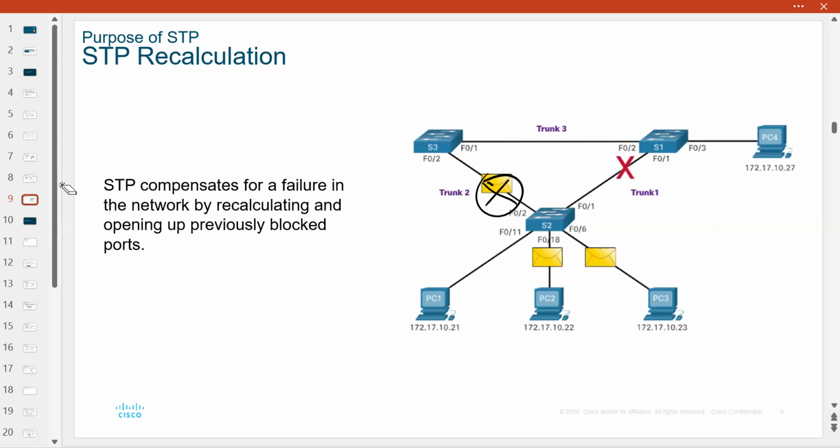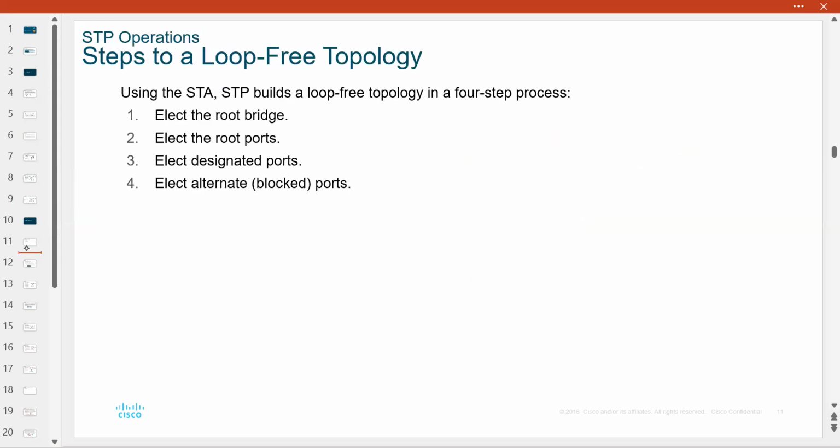STP, you know, the recalculation: when a link goes down, the recalculation needs to happen to get it functional. Right? Let's look at the steps to a loop-free topology.